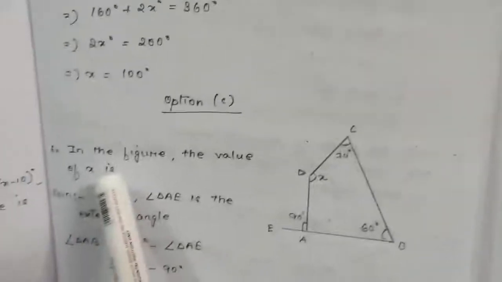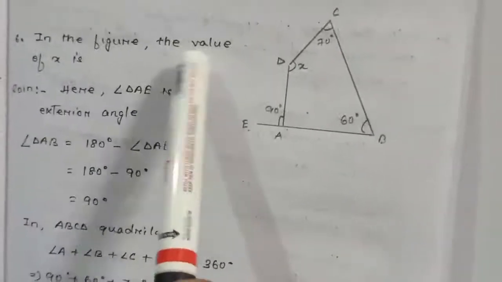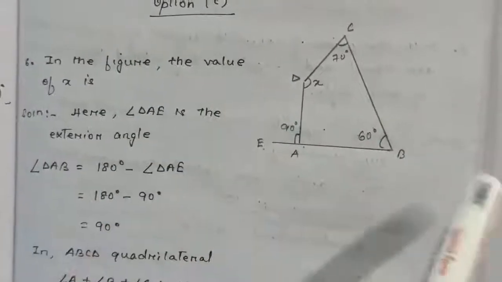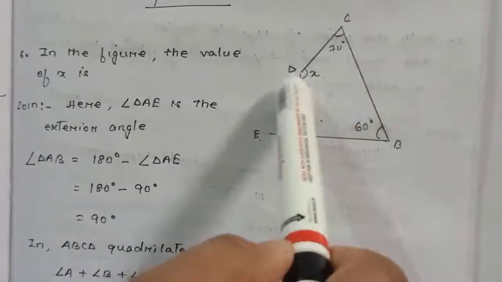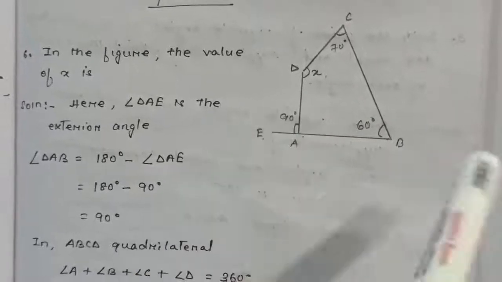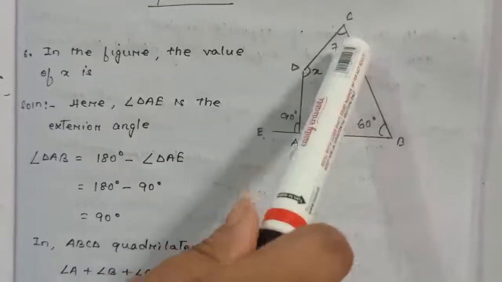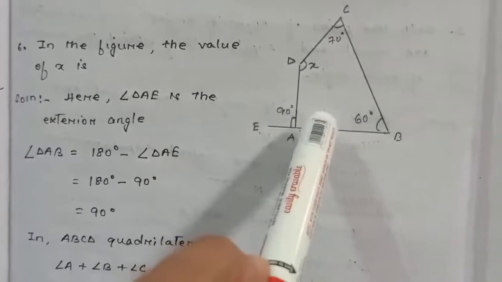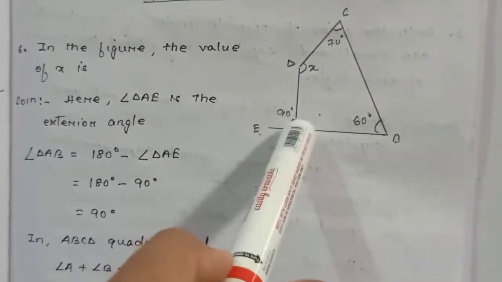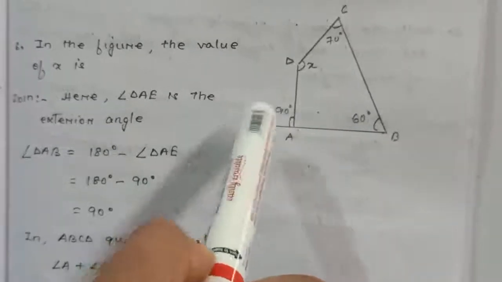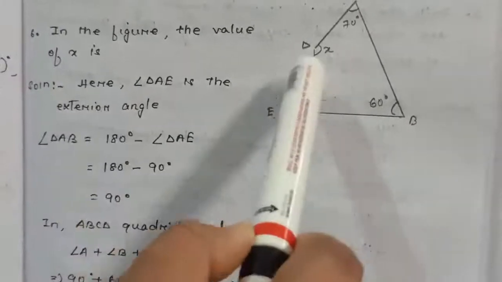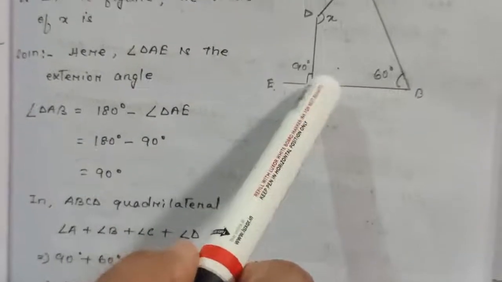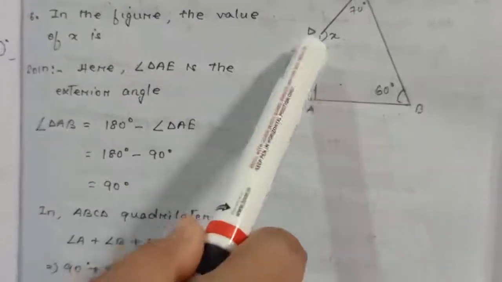In question number 6, you see in the figure the value of x is, where is x? x is here. So we have to find x. Now you see this is a quadrilateral where this one is the exterior angle. This angle is given, this angle is given, this one is x. We have to find this angle so that we can apply the angle sum property of quadrilateral. For finding this angle, we will see this is an exterior angle. So you see here DAE is the exterior angle. Okay, the measure of exterior angle is given. We can find the interior angle DAB.